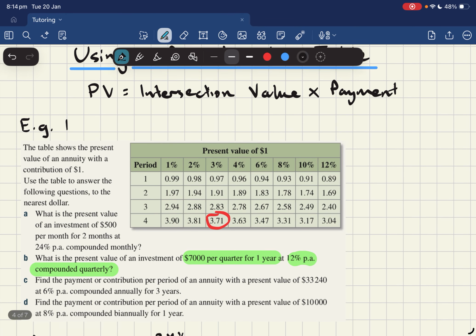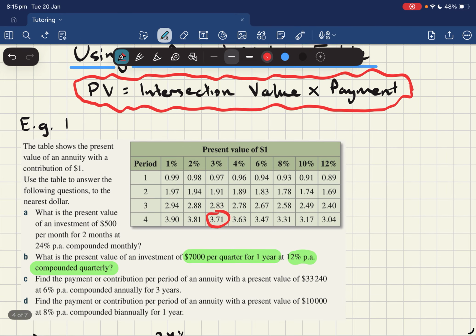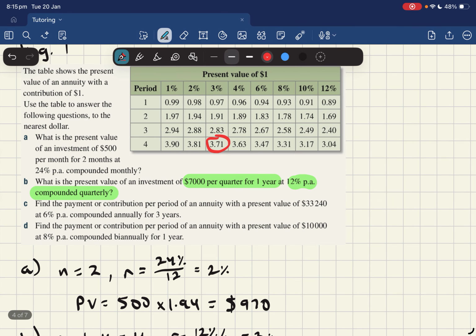Okay, so part C and D, these are slightly different. That's why we're going to refer back to this initial formula I gave you at the start of the video, because these ones are asking us to find the payment. So we're trying to find the payment or contribution per period of an annuity with a present value of $33,240 at 6% per annum, compounded annually for 3 years. So we're going to do the same thing. We are looking for the intersection point first. So 6% up here, compounded annually for 3 years, I get 2.67.